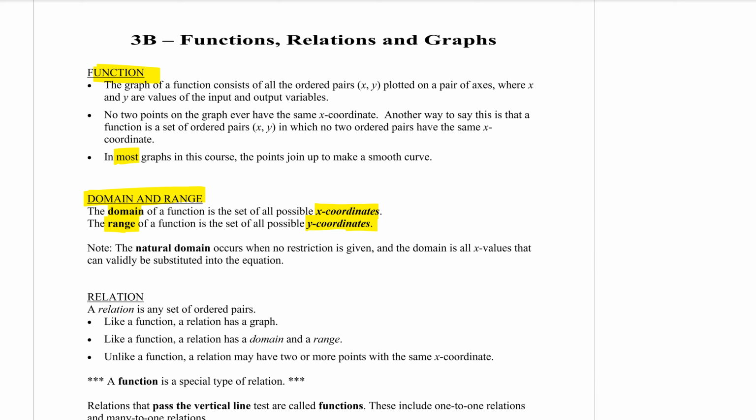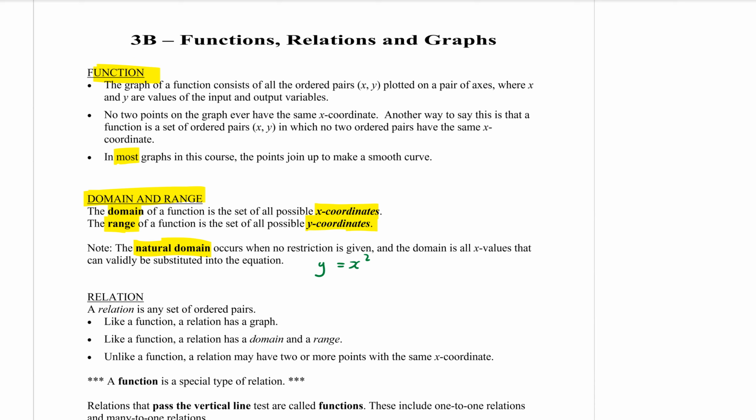Another term you need to know is natural domain. A natural domain occurs when there are no restrictions given, and the domain is all x values that can validly be substituted into the equation. What that means is, if I were to give you the equation of some kind of graph, let's go with this one, y is equal to x squared, okay? That naturally has a certain domain, and it's actually all values of x. I can sub any value of x that I want into that.